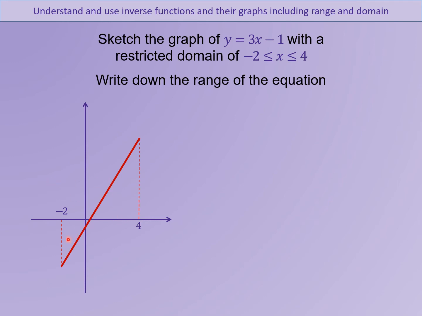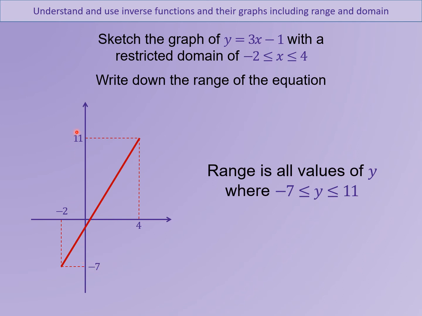And the range of answers I get out is very easy to work out. I put -2 into the equation. -2 times 3 is going to be -6, take away 1 is going to be -7. I put 4 into it. 3 times 4 is 12. 12 take away 1, 11. So the answers I'm going to get out are all the answers between there. So the range is all the possible values of y, where y belongs to the real numbers, between -7 and 11.